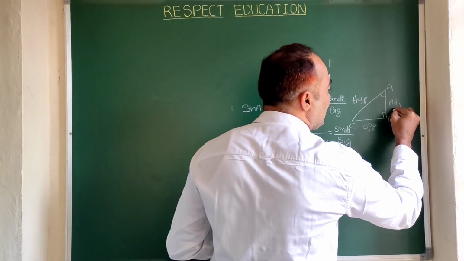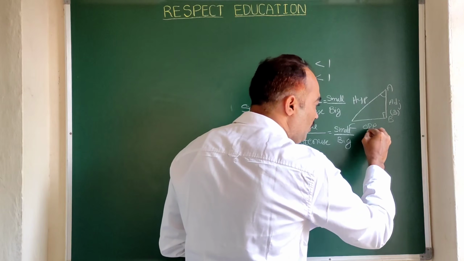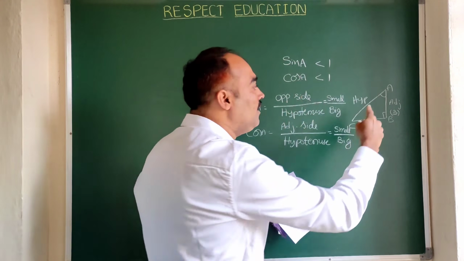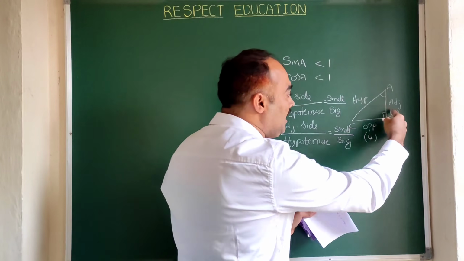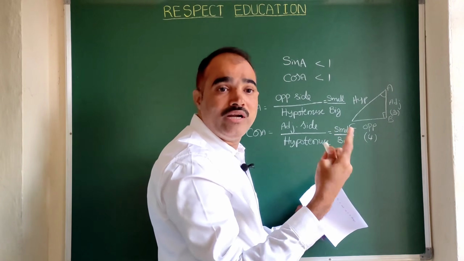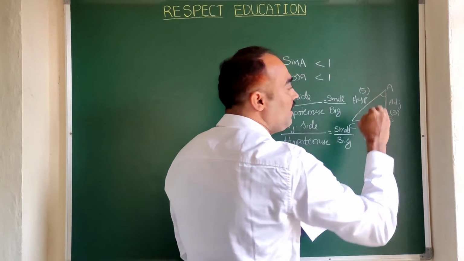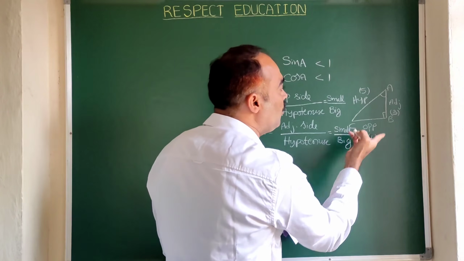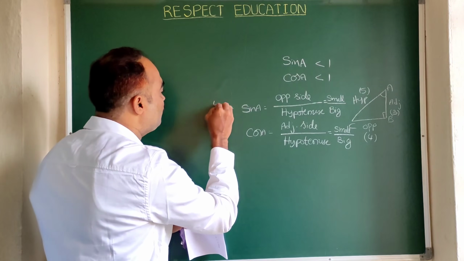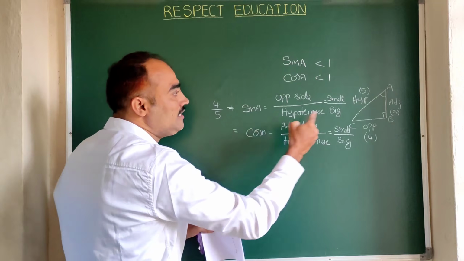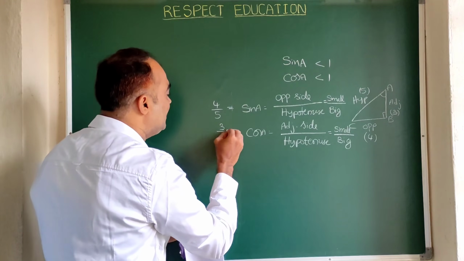For example, here if I take this value as 3, this value as 4, let us apply Pythagoras theorem. What is 3 square? 9. Plus 4 square? 16. 9 plus 16? 25. Root 25 is 5. So it is 5. Now you see, apply sin A, 4 by 5. Here I am writing sin A is 4 by 5. Now what is cos A? 3 by 5. Cos A is 3 by 5.